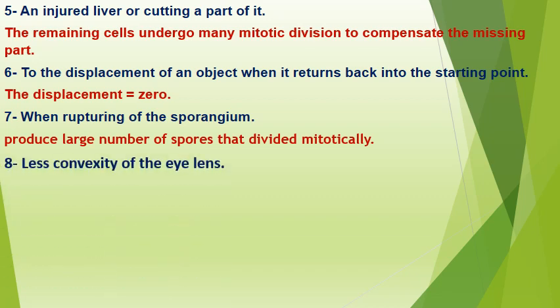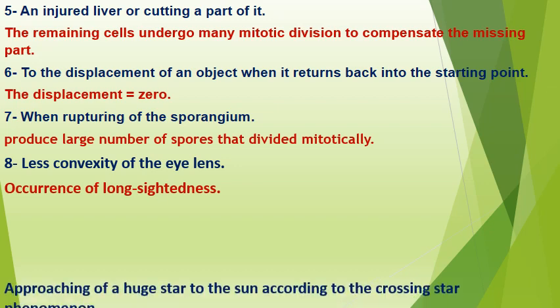Okay, number 8, less convexity of the eye lens. Here also I will answer the opposite, less. So will this cause short-sightedness or long-sightedness? Excellent. Occurrence of long-sightedness.